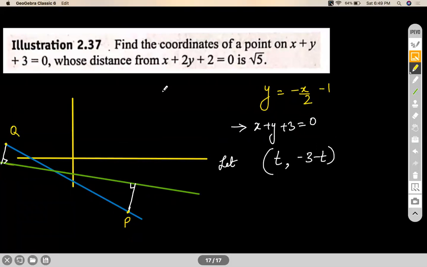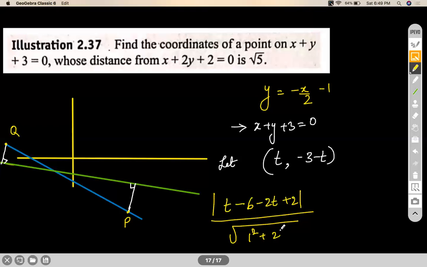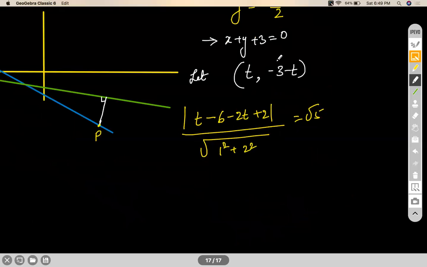So the distance of this point from this line is root 5. So what I'll do is mod t minus plus 2y means minus 6 minus 2t, plus 2 by under root of 1 square plus 2 square. This should be root 5. Correct? Yes or no? Very good, Adrija, Shashwat. Aditya, just check your working.